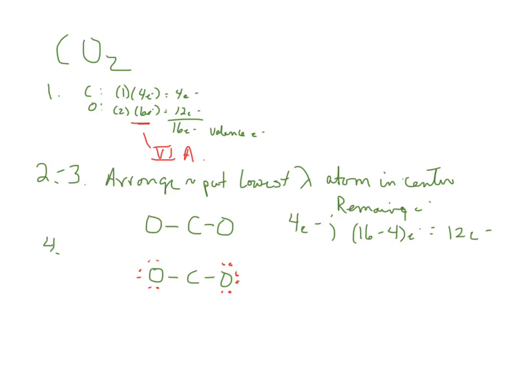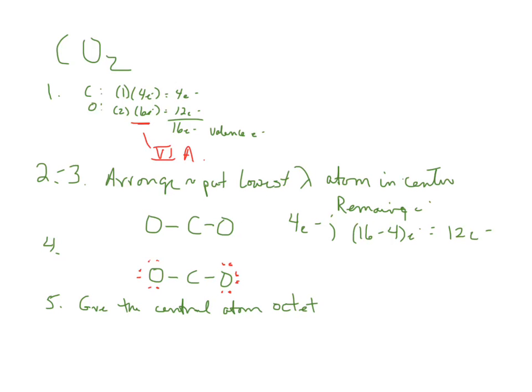So step number 5 may or may not apply, and actually this time it does apply. Step number 5, if you read your 1 through 5 for tomorrow's lab, says to give the central atom an octet. It probably goes more like: make sure it has a complete octet.